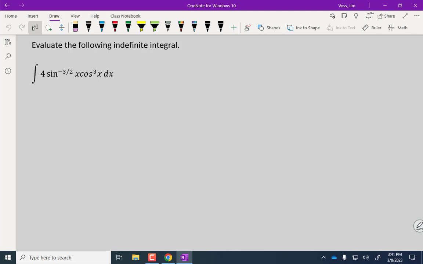Okay, so powers of sine and cosine. What should we pull off here? Cosine. The power on cosine is odd, so we're going to pull off one cosine and convert the leftovers. The 4 can come out to the front, it's just a coefficient. And then we have sine to the -3/2. We can't do anything with that, but we can pull off one cosine and put it over with the differential.